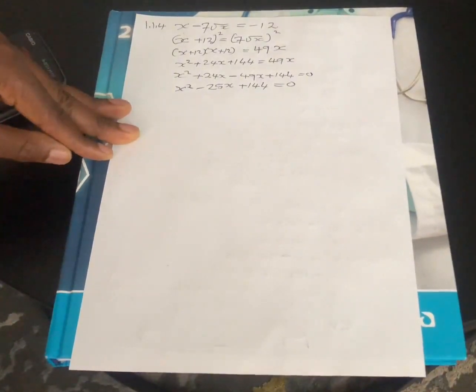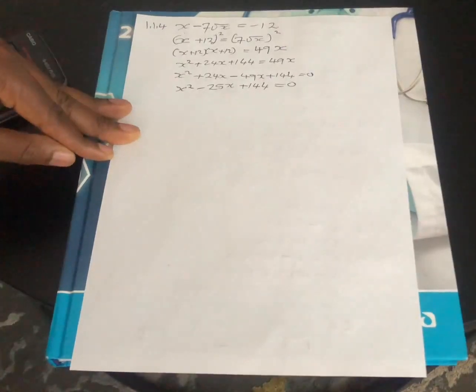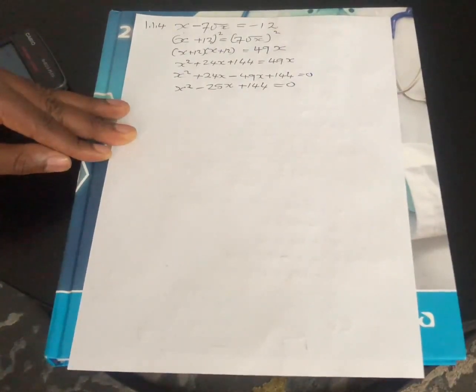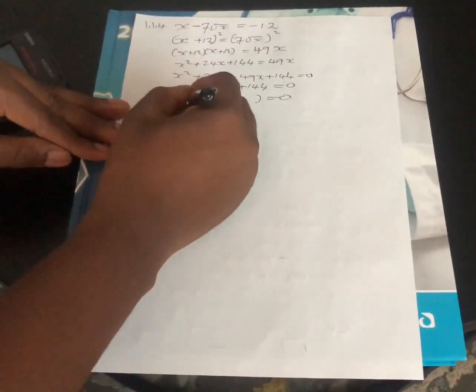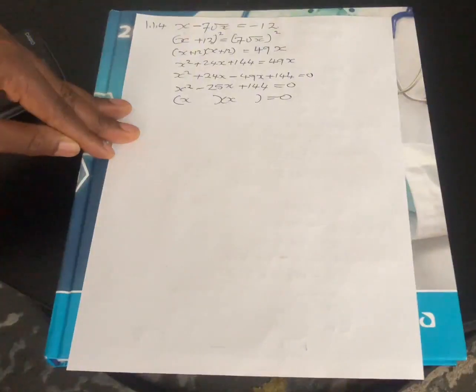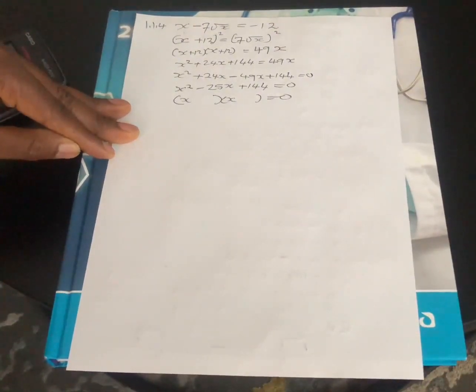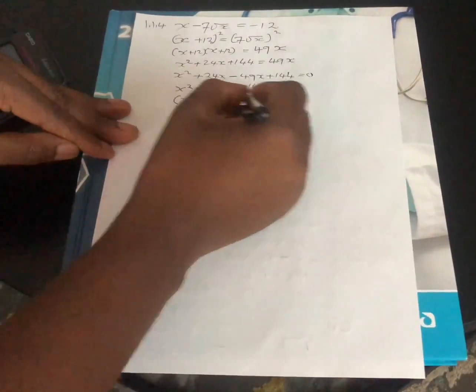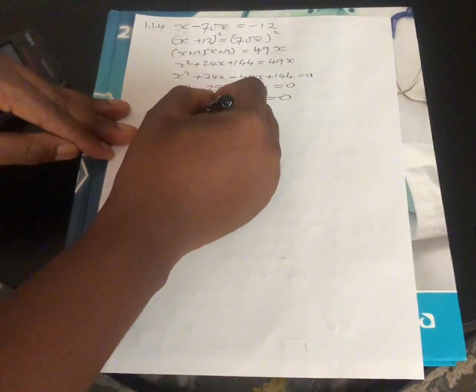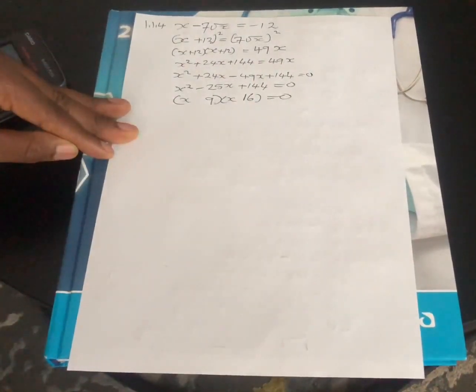From this standard form, we are going to introduce the two brackets, x. Then we look at the factors of 144 which, when you add them or subtract them, must give you 25. It is 16 and 9. When you multiply 16 by 9, you will get 144. But when you add 16 and 9, you'll get 25.